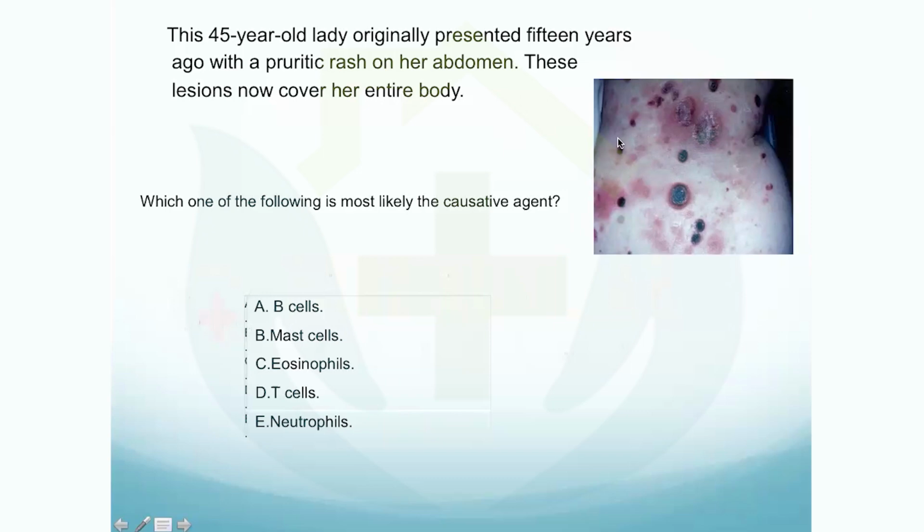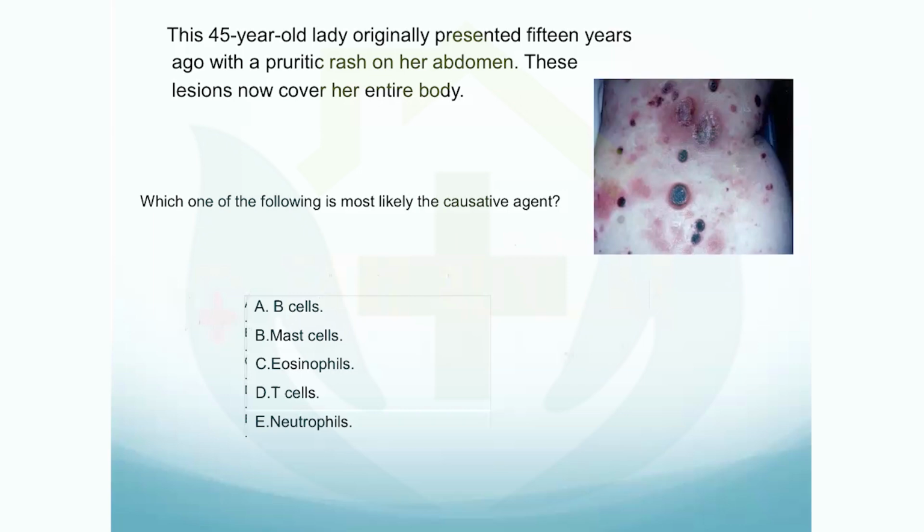Which one is the most likely causative agent? This is a very difficult question, I must say, but this was actually a question, so that's why I thought I will tell this. So is it B cell? B cell usually presents with non-Hodgkin lymphoma, and usually they are subcutaneous lumps or lymph node swelling. So they won't present this kind of skin picture.